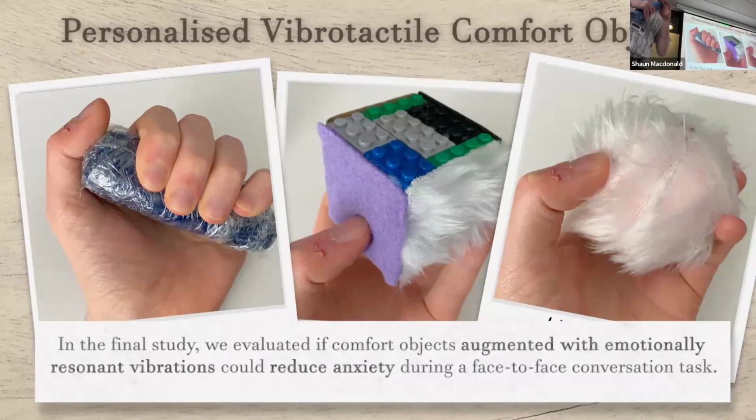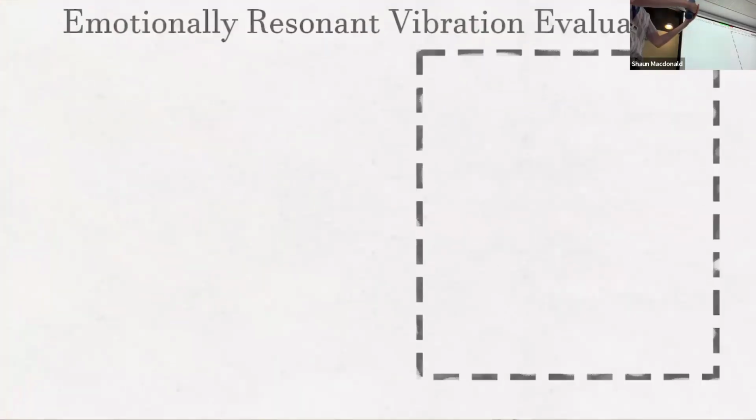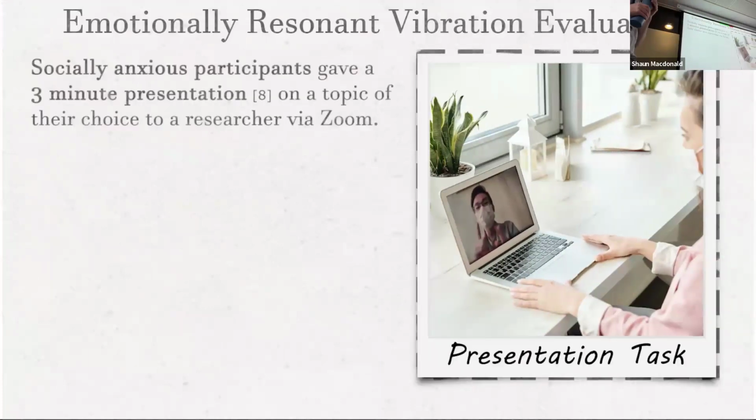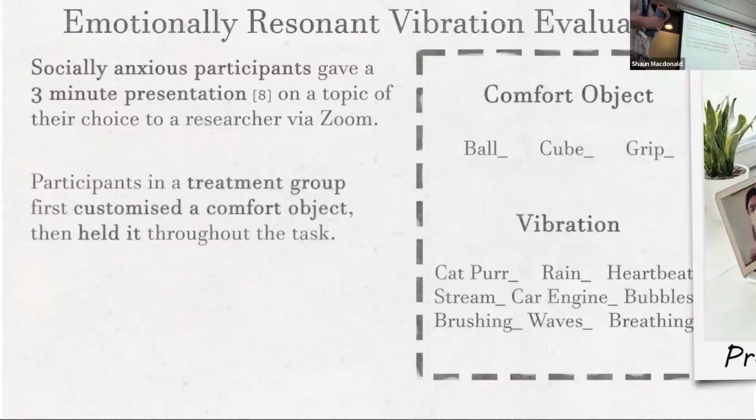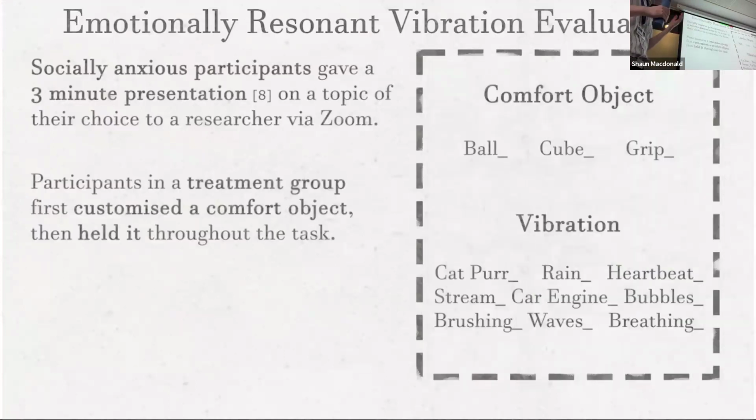We want to understand if, in an actual social exposure situation, you gave people these objects versus people who did not have them, would you find any actual difference? So participants were once again all socially anxious, and we had them do a 3-minute presentation of a topic of their choice to a researcher on Zoom. Normally, these 3-minute BATs, or behavioral assessment tasks, are done in person in front of an audience of two or more. But we were in heavy COVID times at this stage.